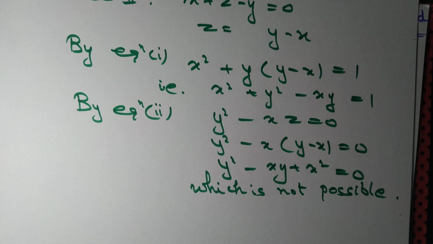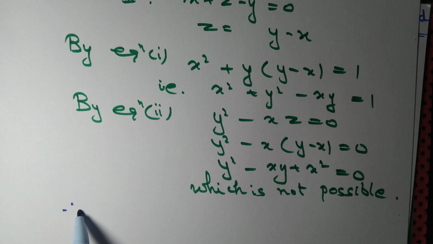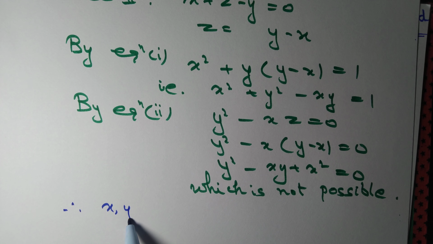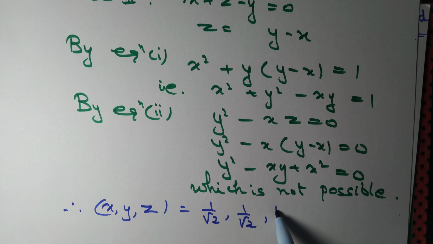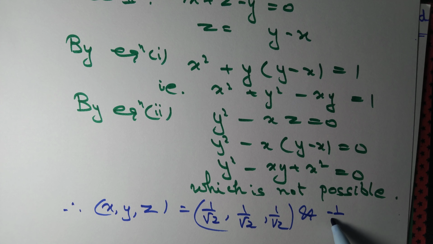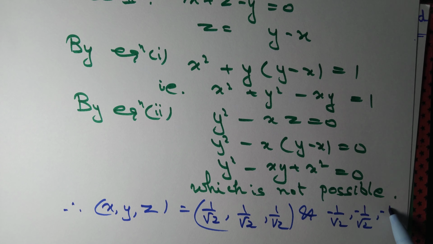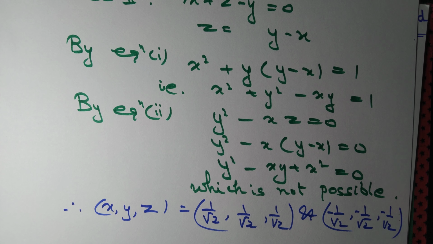So therefore the final solution is: the only solutions are x comma y comma z equal to 1 by root 2 comma 1 by root 2 comma 1 by root 2, and minus 1 by root 2, minus 1 by root 2, minus 1 by root 2. That's the only possibility.